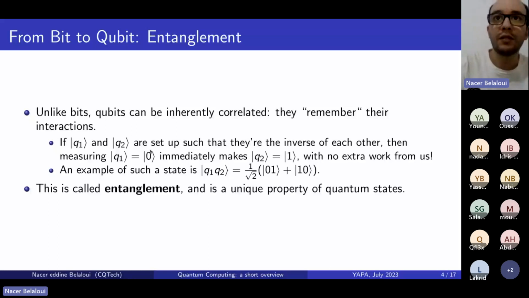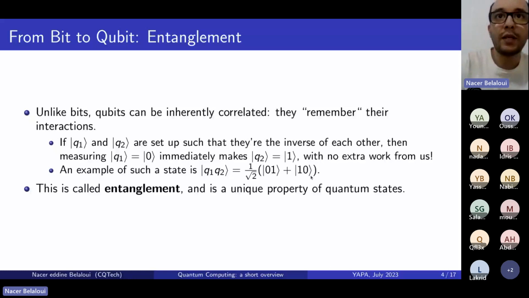And we can do this with no extra work. They will keep track, or they will remember their interaction, without extra work from us. So the state that I was describing is written as such: Q1, Q2 is equal to the sum of 0, 1, and 1, 0. What this means is that this Q1, Q2 describes both qubits, and it's in a superposition state of one of them being 0, the other being 1, or vice versa.